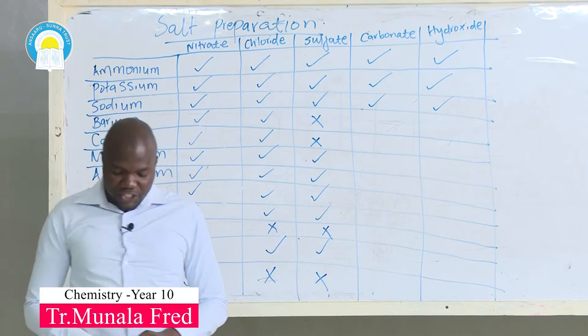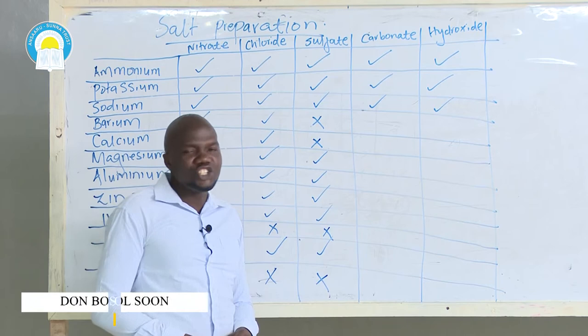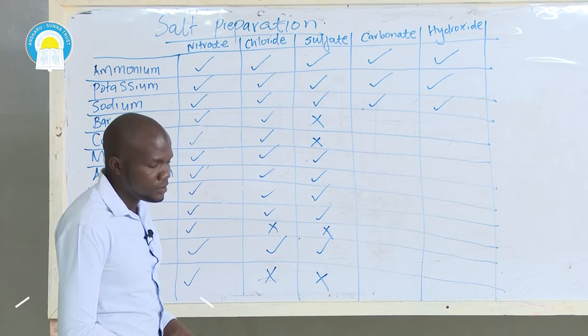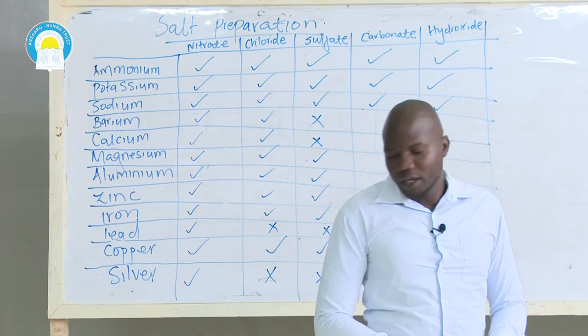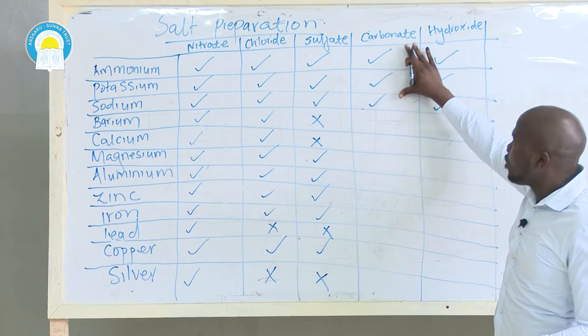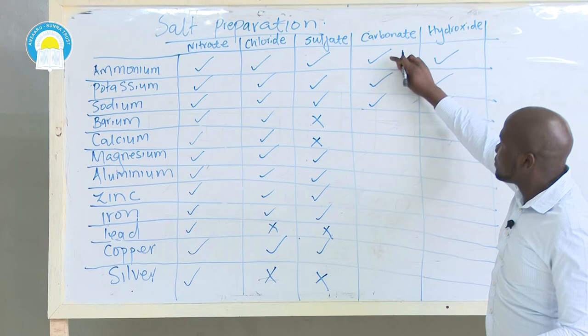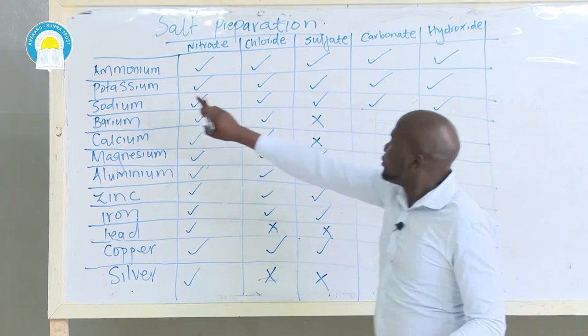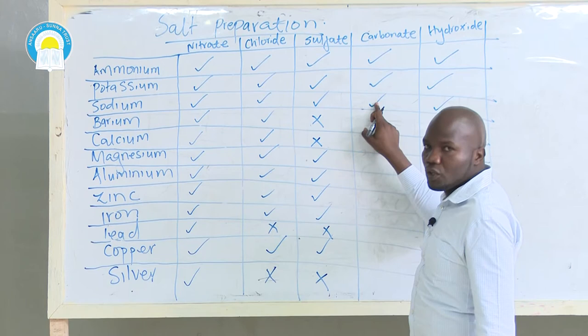Most common carbonates are insoluble, except sodium, potassium, and ammonium carbonates. So in other words, they are saying this: except these three that have ticks, ammonium carbonate, potassium carbonate, sodium carbonate, those are the only carbonates that are soluble.